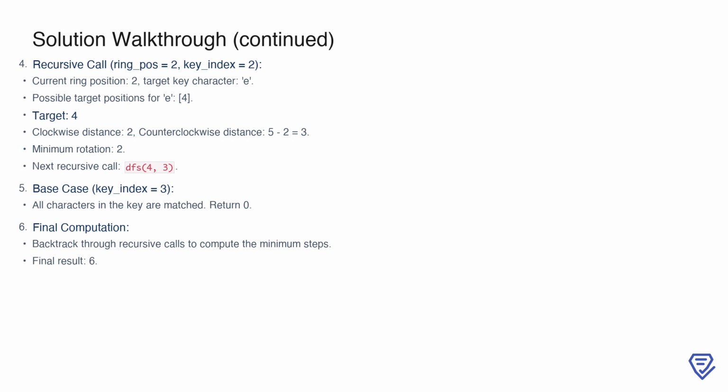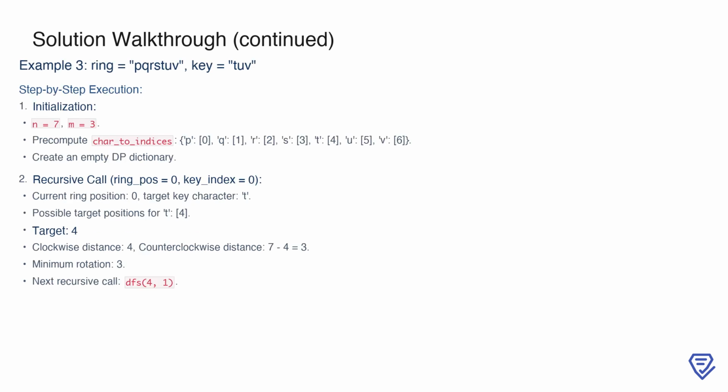When the key index equals the length of the key, we reach the base case, returning 0 as no further rotations are needed. Backtracking from these recursive calls, we sum the rotations and steps calculated at each step to find the total minimum steps. For this example, the final result is 6 steps to spell the key ace.